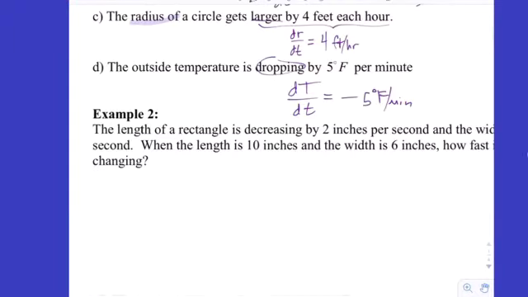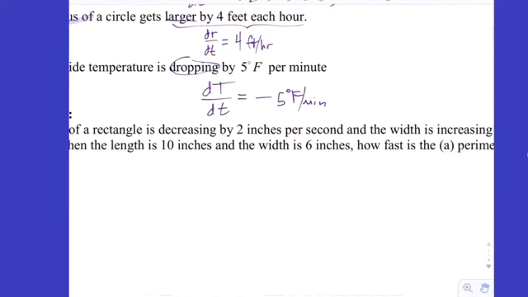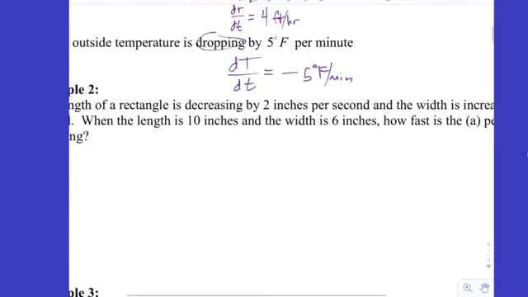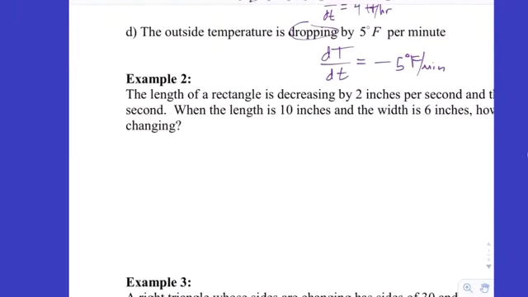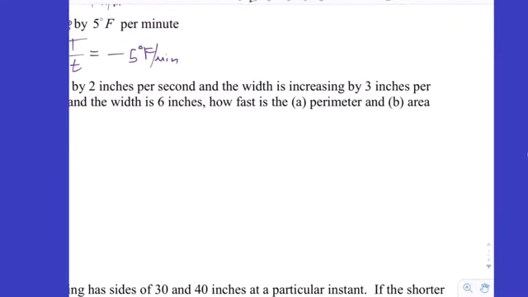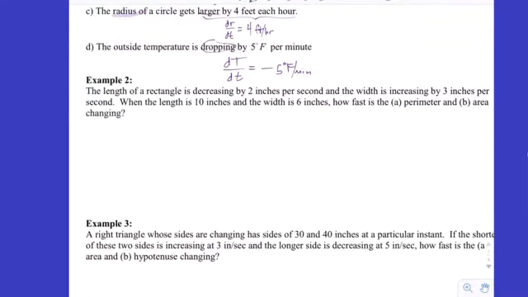The length of a rectangle is decreasing by 2 inches per second, while the width is increasing at 3 inches per second. Oh, there's a lot going on with that rectangle. When the length is 10 inches and the width is 6 inches, how fast is A, the perimeter changing, and B, how fast is the area changing? All right, so first of all, how do you know this is a related rate question?